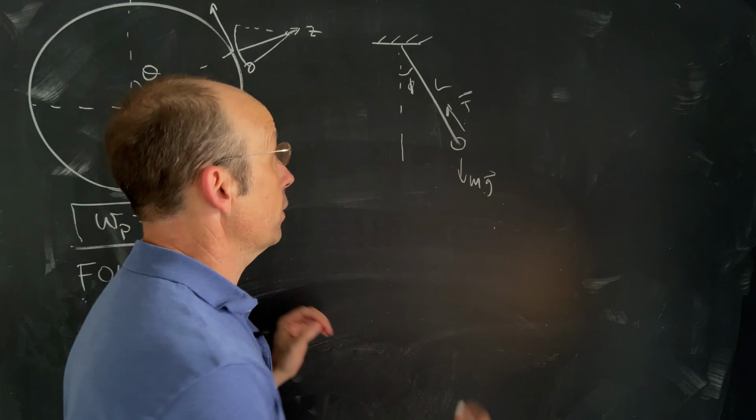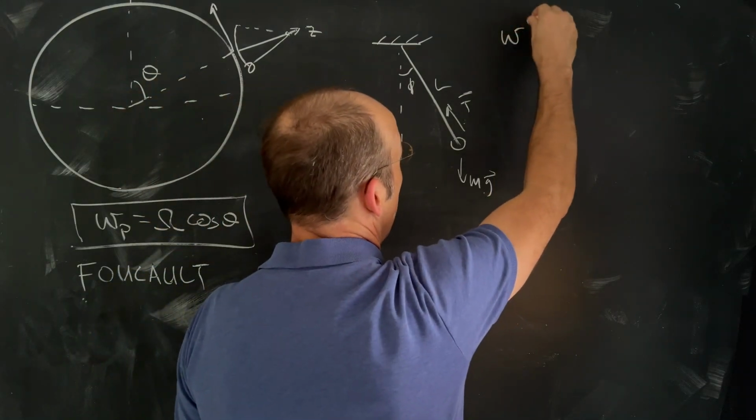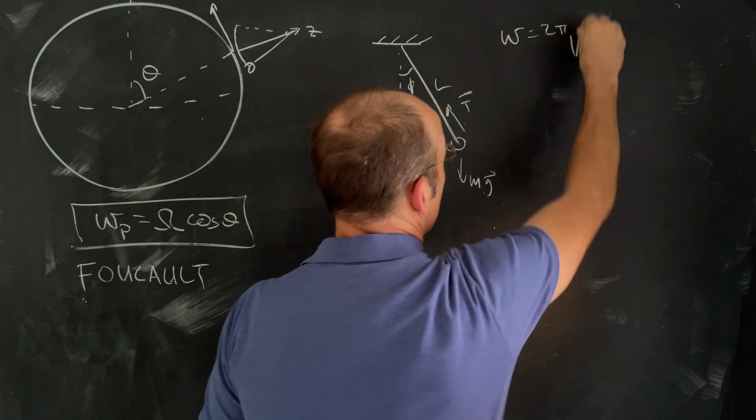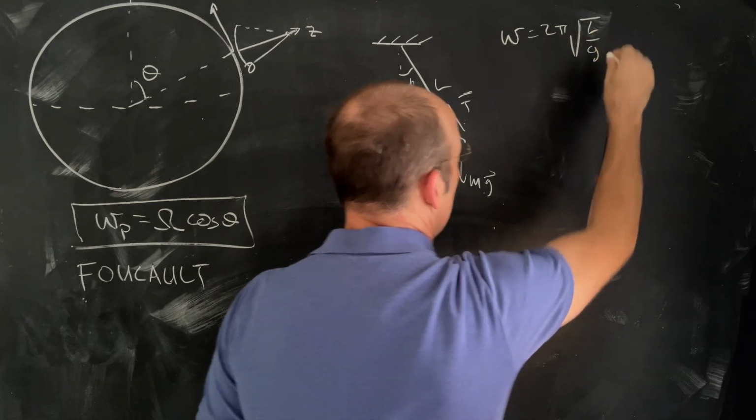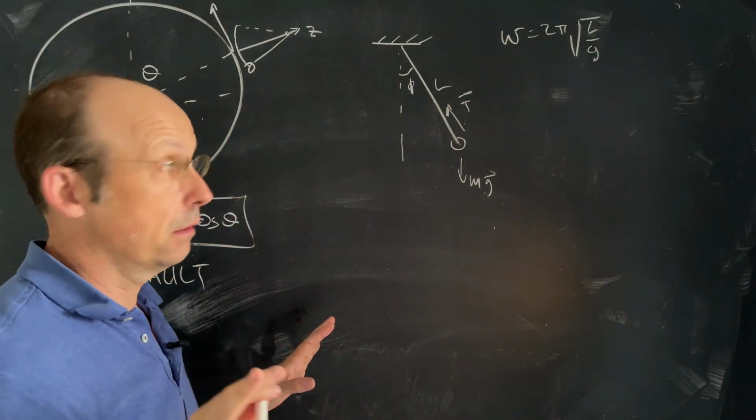If you release this from rest and the angle is small, then this is just simple harmonic motion. For simple harmonic motion of a pendulum, we get the angular velocity is 2 pi times the square root of L over g. And again, I'm not going to derive that.